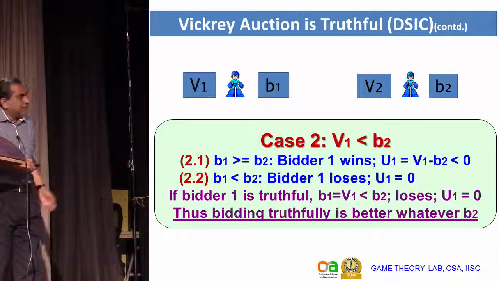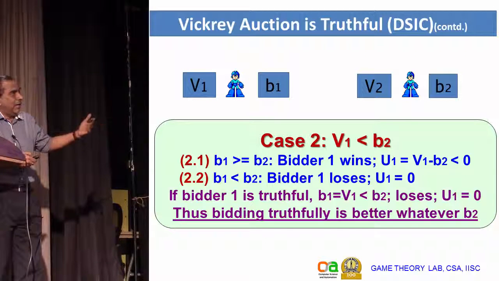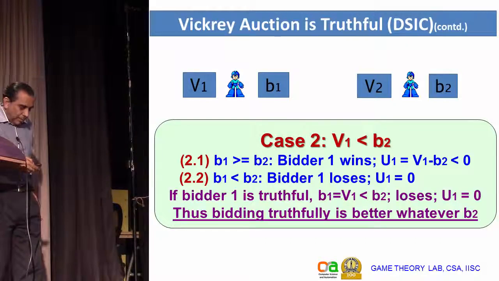So this essentially proves why the Vickrey auction is dominant strategy incentive compatible.